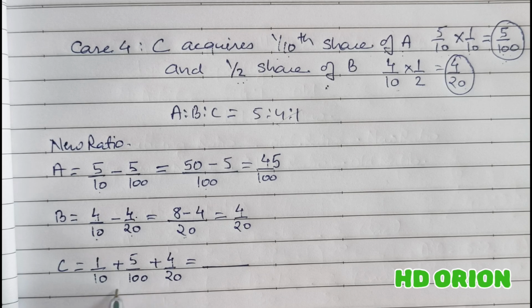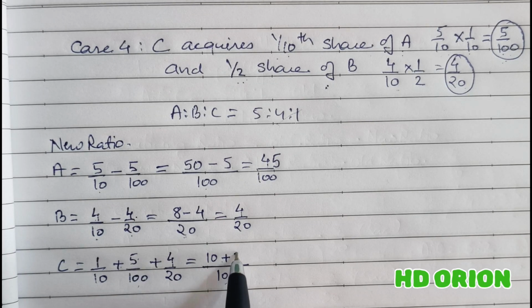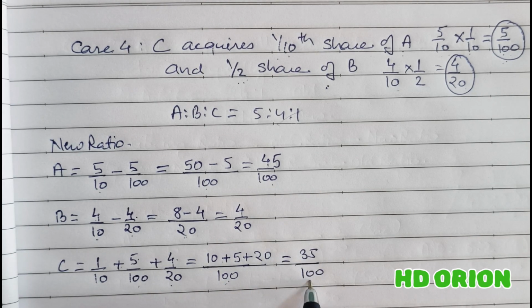LCM will be 100. Now 100 divided by 10 is 10. 10 multiplied by 1 is 10. Plus, because of this plus. 100 divided by 100 is 1. 1 multiplied by 5 is 5. Again plus. 100 divided by 20 is 5. 5 multiplied by 4 is 20. So now, here it will be how much? 35 divided by 100. Here also 100, here also 100 in the denominator, and here in the denominator we have got 20.